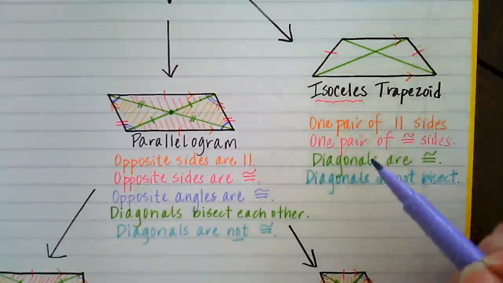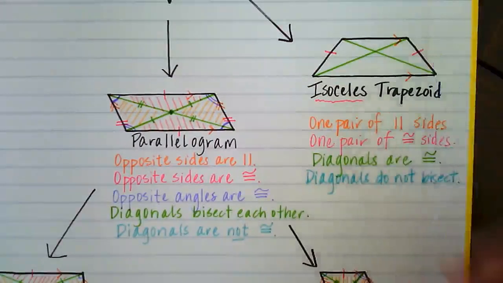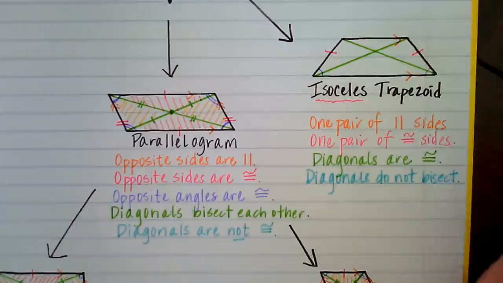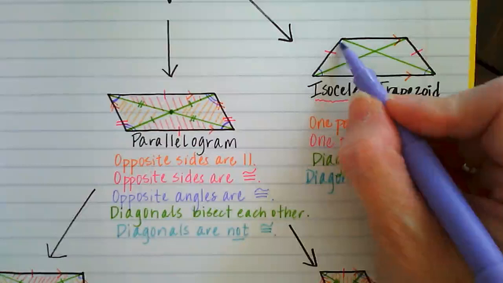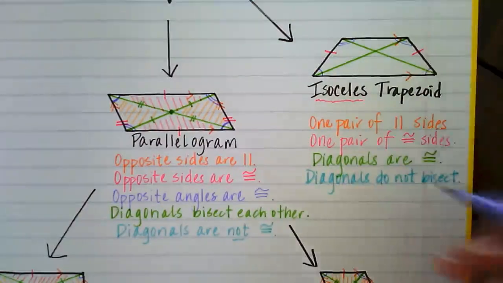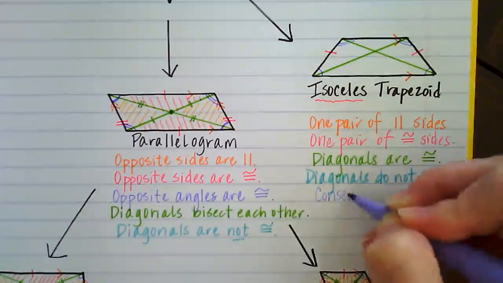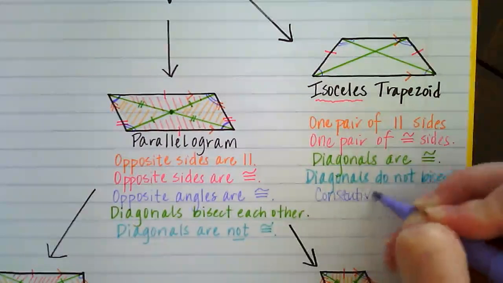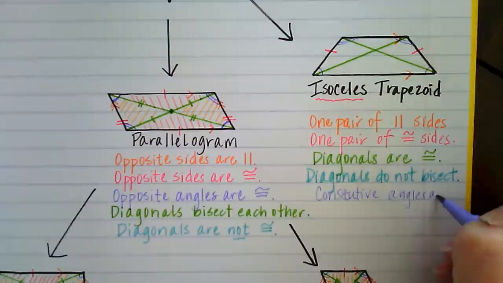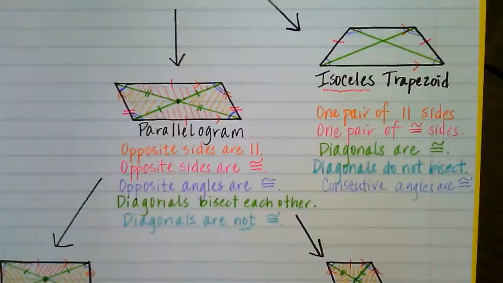So on an isosceles trapezoid, the opposite angles aren't congruent. It's the consecutive angles. So like those two angles down there are congruent to each other, and then those two angles up there. So I'm going to say consecutive angles are congruent. All right, just got that to fit in.